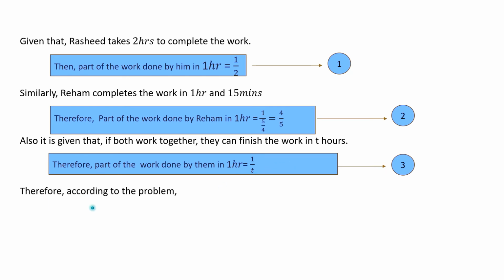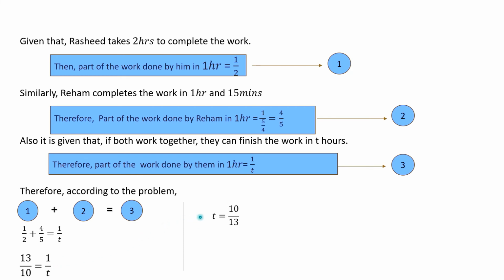Therefore, according to the problem, we get 1/2 plus 4/5 equals 1/t. On solving, we get 13/10 equals 1/t. That means t equals 10/13. So we can conclude that they finished the work in 10/13 hours, which is about 46 minutes.